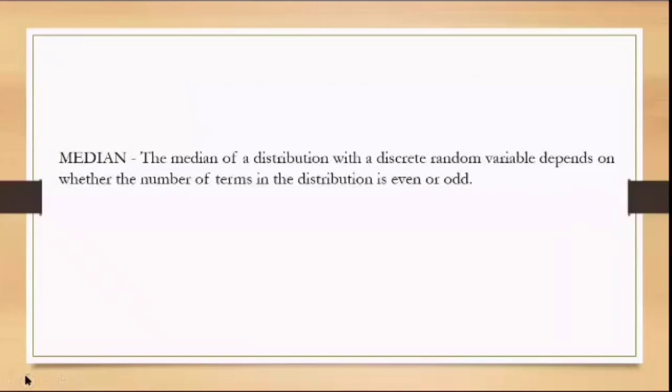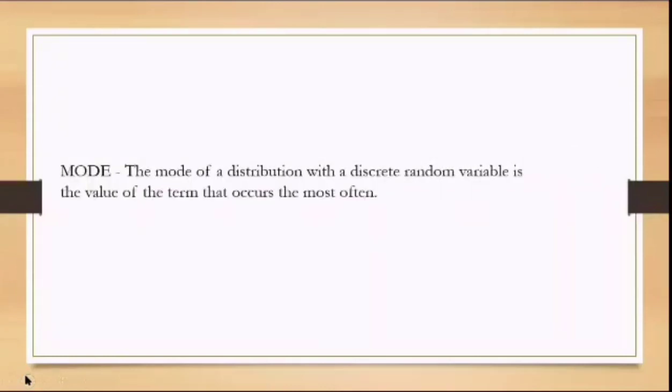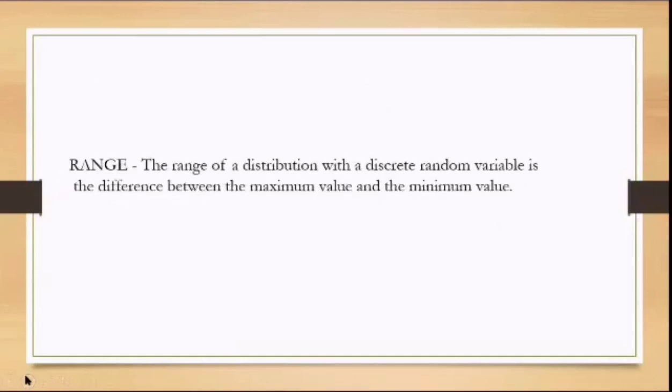Median: the median of a distribution with a discrete random variable depends on whether the number of terms in the distribution is even or odd. The mode of the distribution with a discrete random variable is the value of the terms that occurs most often. Range is the difference between the maximum value and the minimum value.